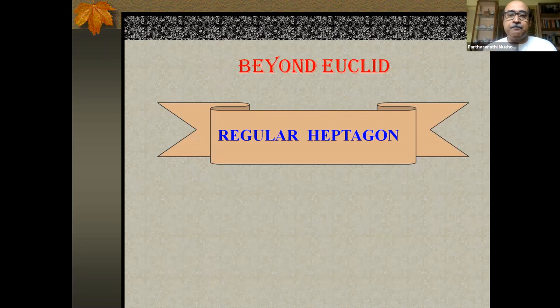This was beyond Euclid, regular heptagon. So can I take 5 more minutes, boys? Yes, sir. Construction. Whatever you want to cover today, you can take. Yeah. I can take 5 more minutes just showing you the constructions, and then I end it here.